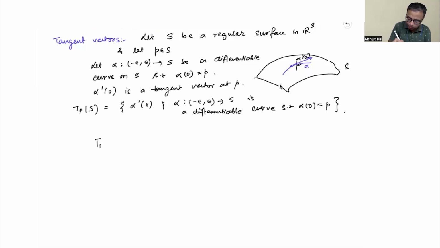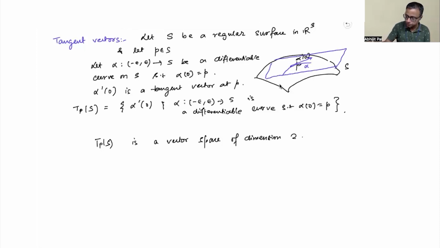So T_P S is a vector space of dimension 2. Correspondingly, I'll get a tangent plane. So I'll get this tangent plane here. So this is the tangent plane at P.